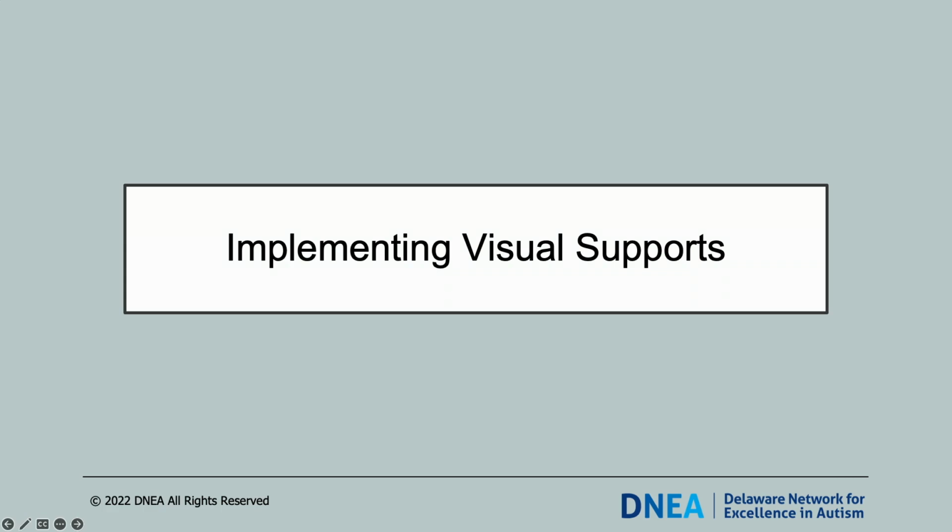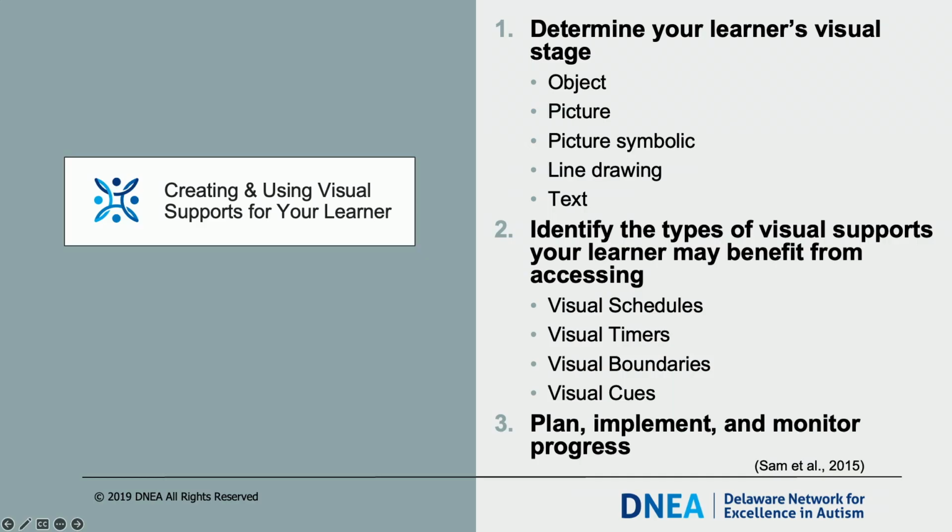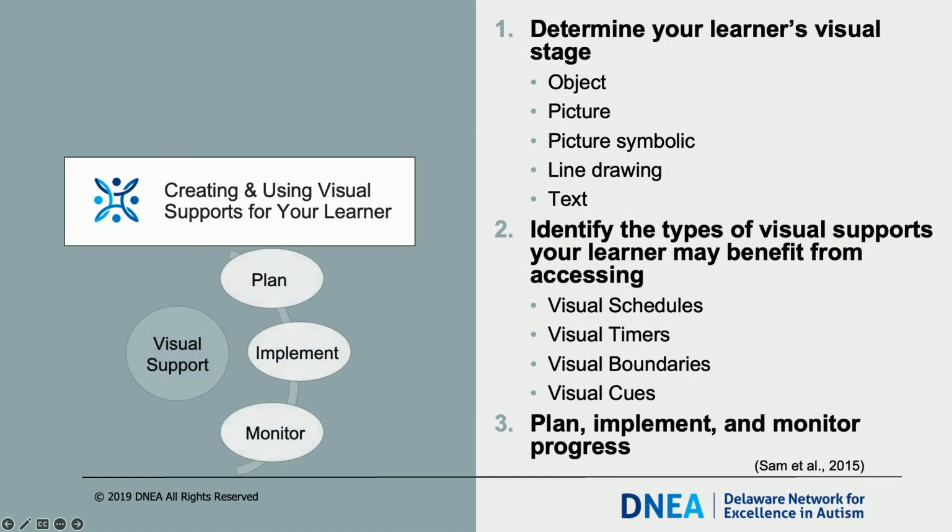Now that we've introduced visual supports, let's talk about how to implement them. We will be reviewing each step of creating and using visual supports. First, we must determine a learner's visual stage, whether it is object, picture symbolic, line drawing, or text. Next, we must identify the types of supports that the learner may benefit from accessing, whether it be using visual schedules, visual timers, visual boundaries, or visual cues. The final step that we will be discussing is planning, implementing, and monitoring progress. You will see the symbol on the left-hand corner of the slides to indicate what step we are reviewing.